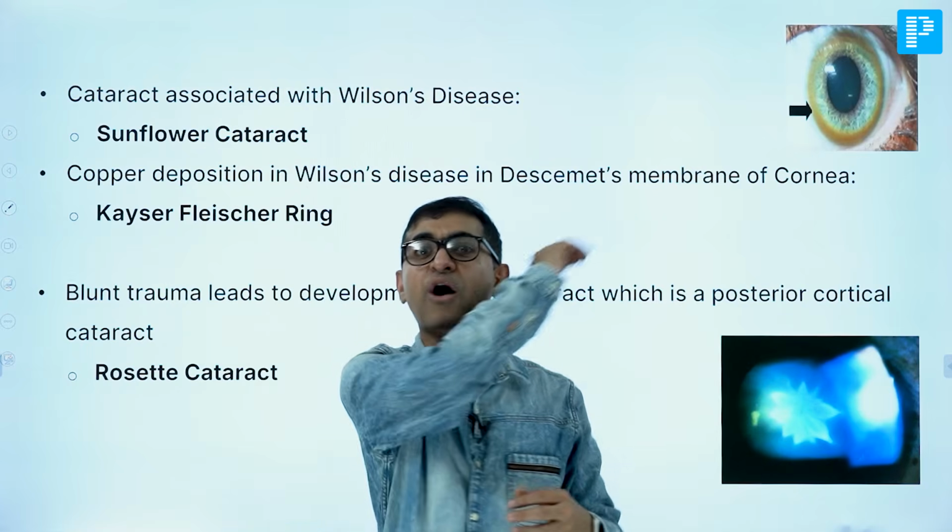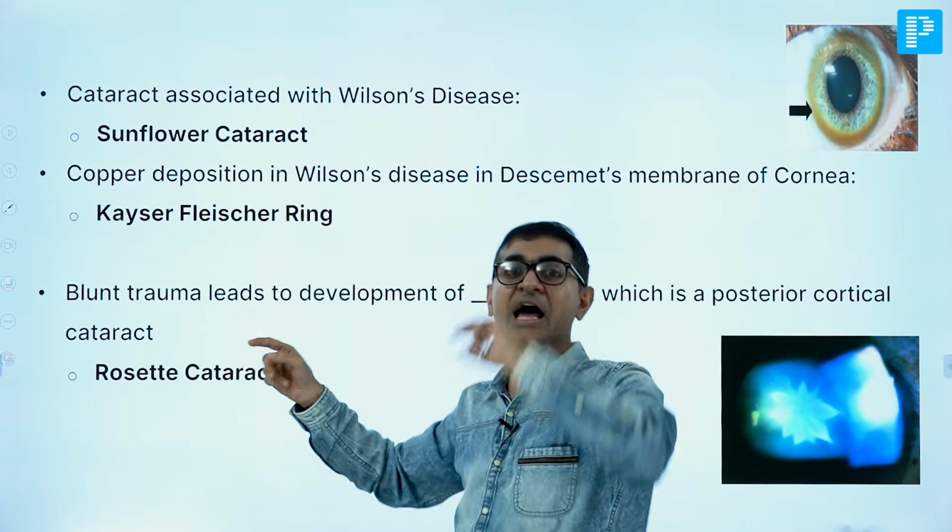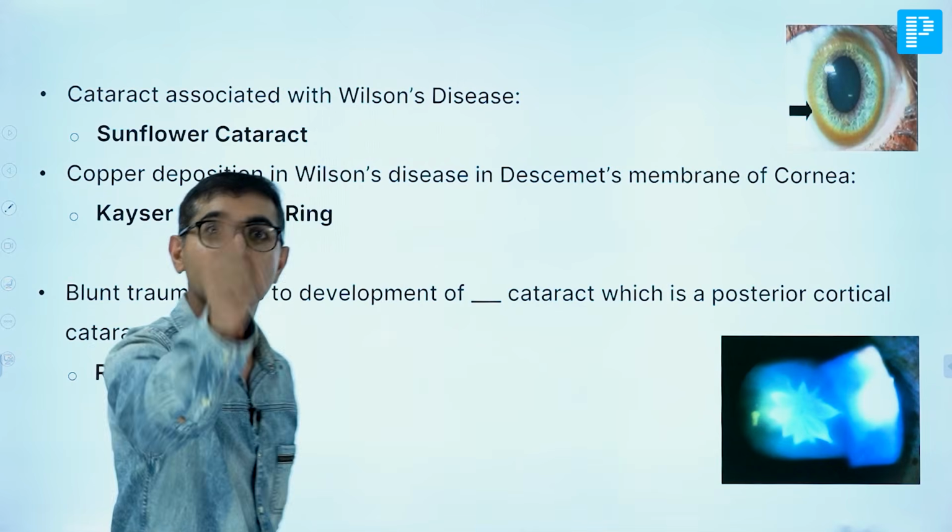So slapping is which form of trauma? It is your blunt trauma. And a rose getting stuck in the eyes, which form of cataract? This is, boys and girls, your rosette cataract.